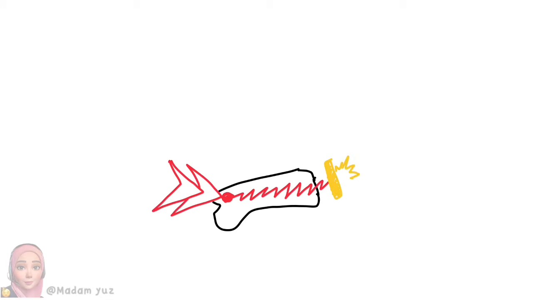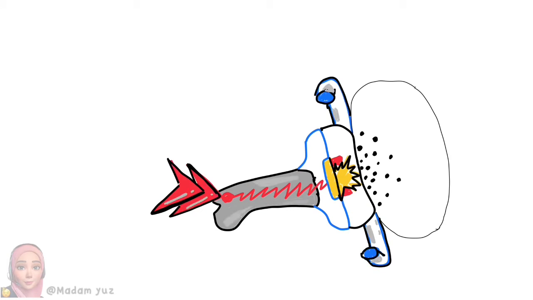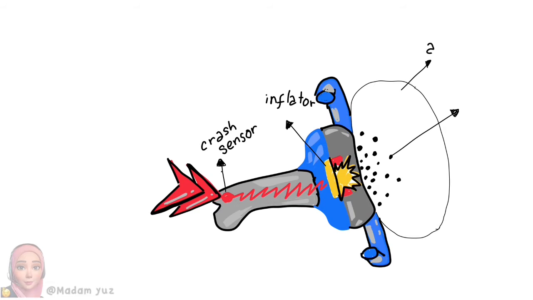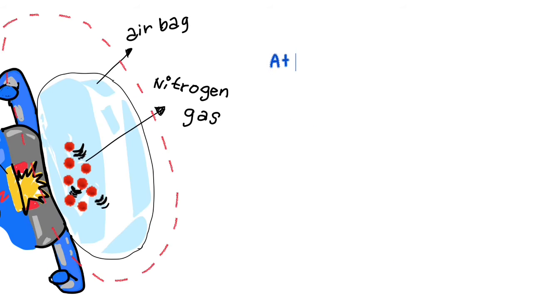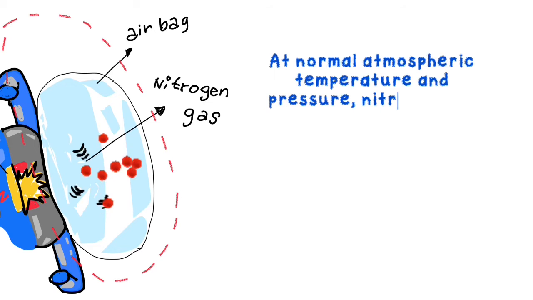Do you know that sodium oxide is best known as the chemical found in automobile airbags? An electrical charge triggered by automobile impact causes sodium oxide to explode and convert to nitrogen gas inside the airbag. At normal atmospheric temperature and pressure, nitrogen gas exists as gas.